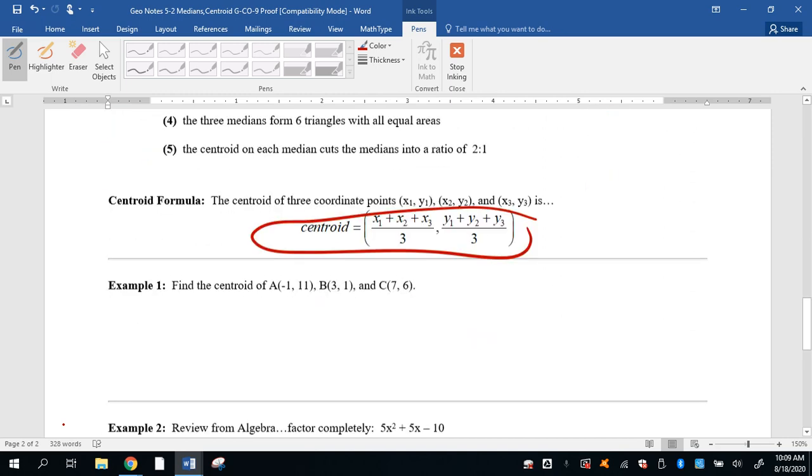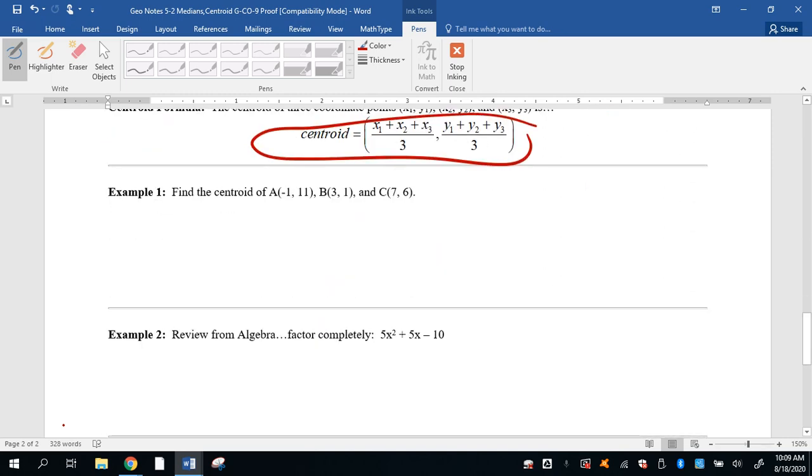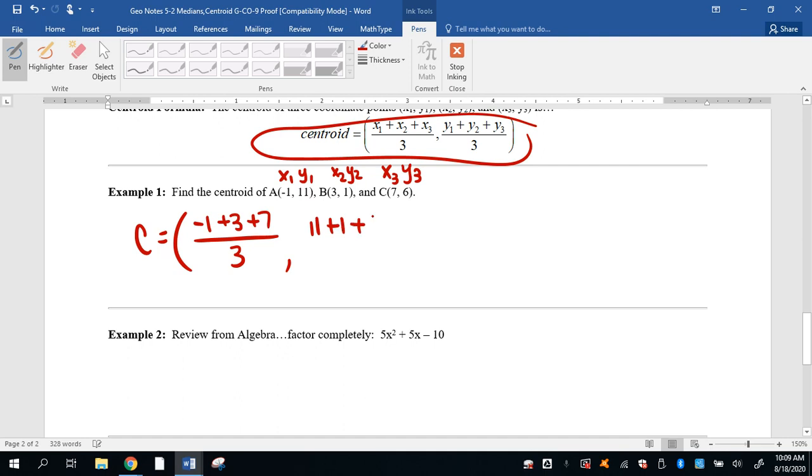So example 1, we want to find the centroid. So we have the centroid is, I'm going to take the average of all of my x's. So we have my first point, my second point, and my third point. So the centroid is, we already have the formula there. So normally you would have to write it down, but since it's right there, we're not going to waste our time with that. And I am going to average the x's and average the y's.